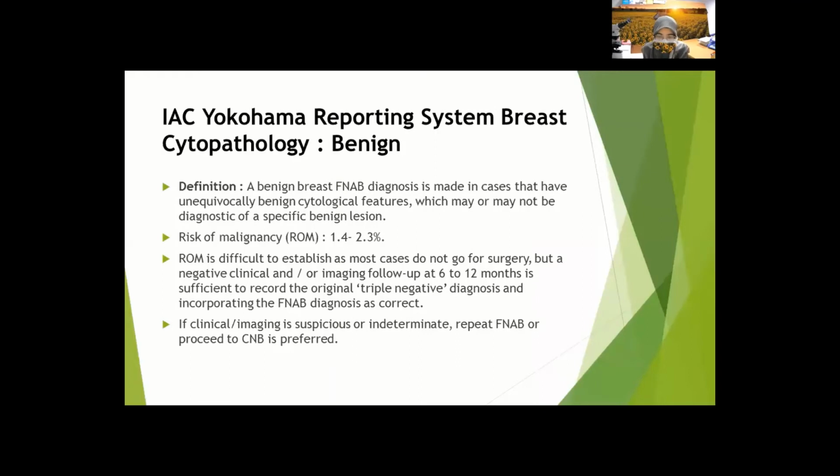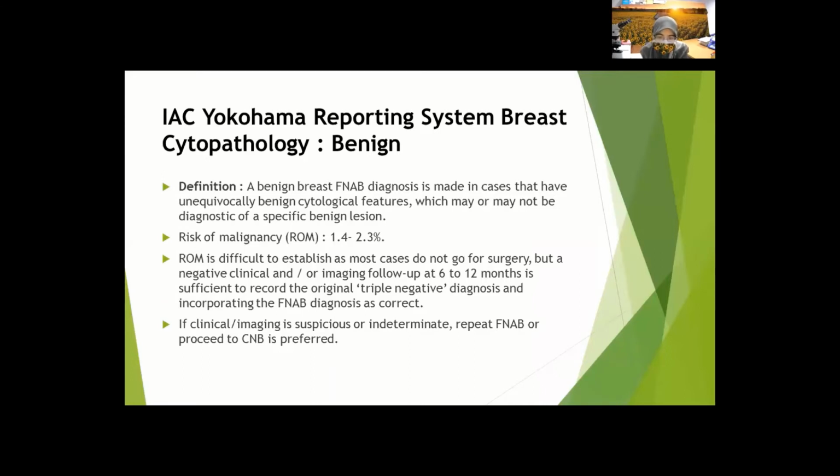So for the benign category in the Yokohama system, what is the criteria? By definition, it is the diagnosis that should be made where there is unequivocal benign cytologic feature, even though they may or may not be diagnostic for a specific benign lesion. The risk of malignancy is about 1.4 to 2.3%, even though it is very difficult to establish because most of the cases do not go for surgery.